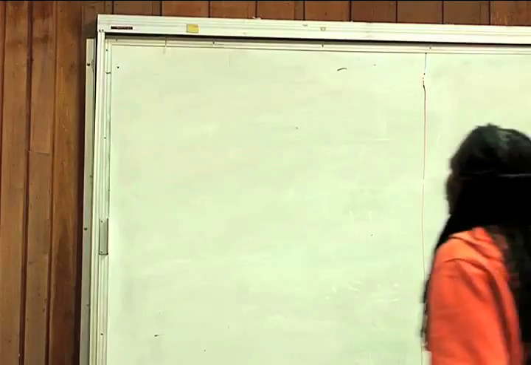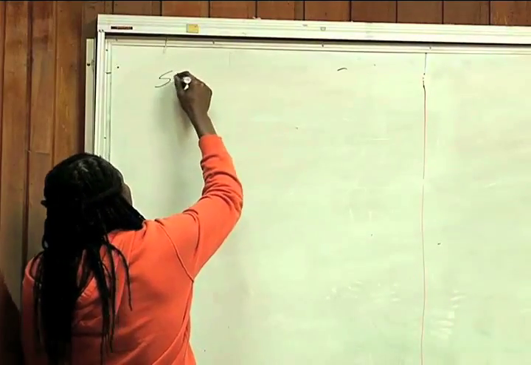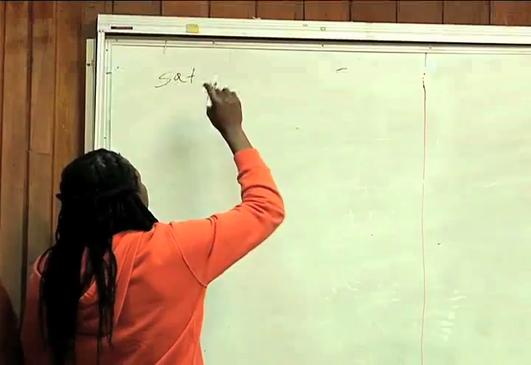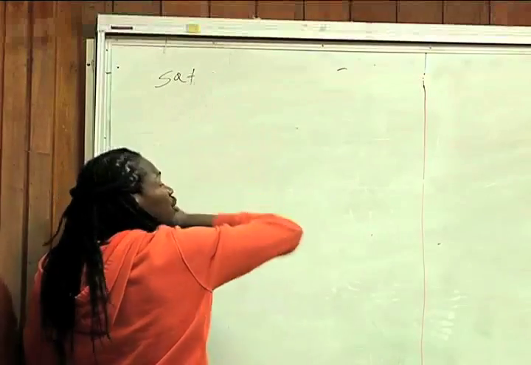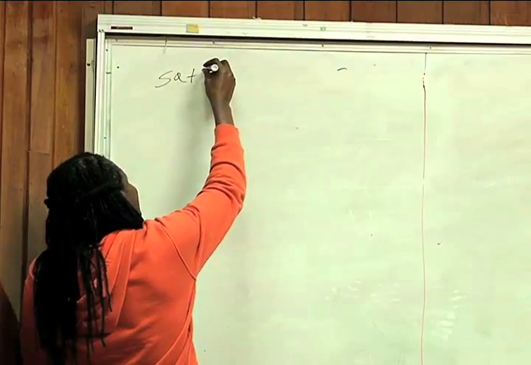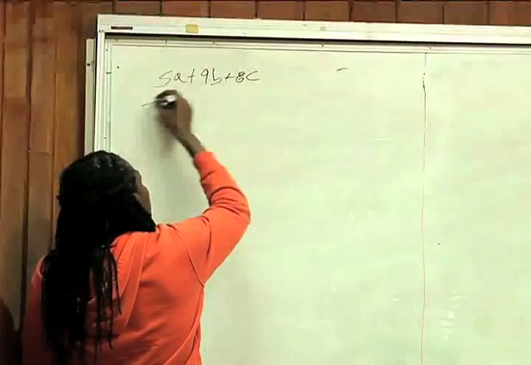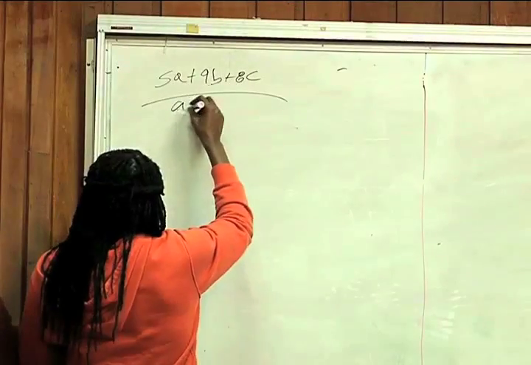Tell me what I asked you. Tell me. At first, sir, A. No, 5, come. They equal to. No, alright. 5A plus 9B plus 8C over A plus B plus C.